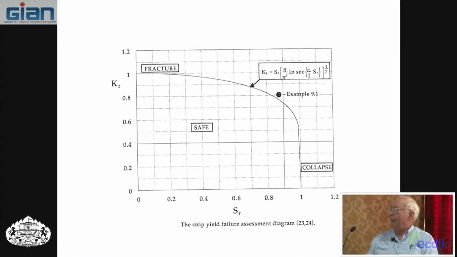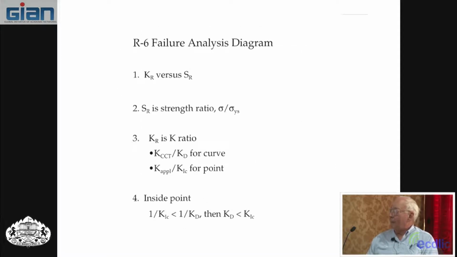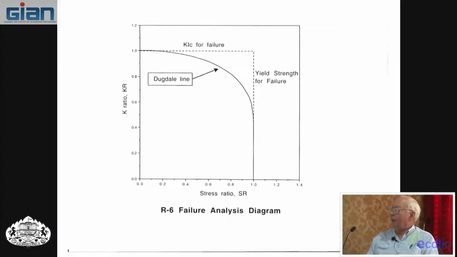Here's an example of how it looks. Now, the idea of what makes it safe: if K applied over K1C is less than 1 over K Dugdale, then K Dugdale is less than K1C. I don't know if that makes sense, but what happens then is inside here you have K Dugdale less than K1C, and outside there you have K Dugdale greater than K1C.